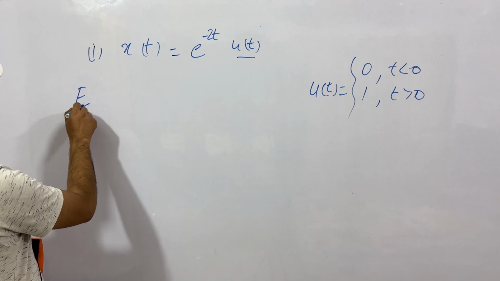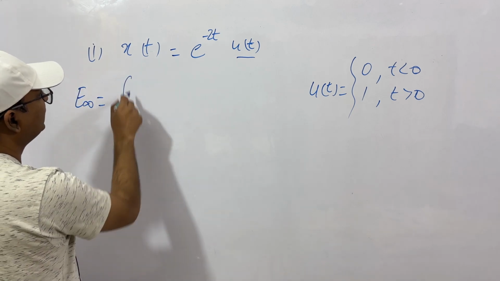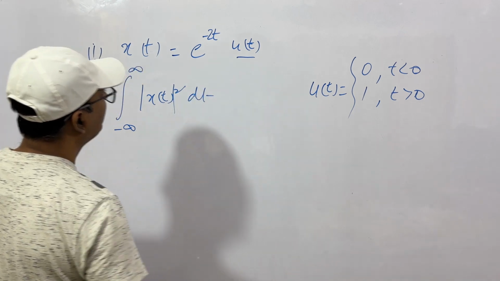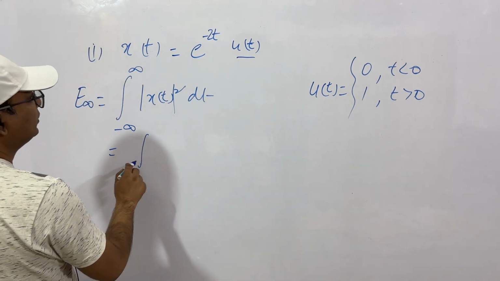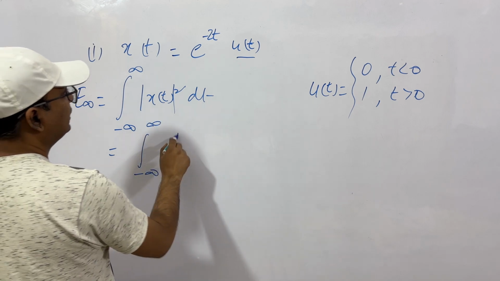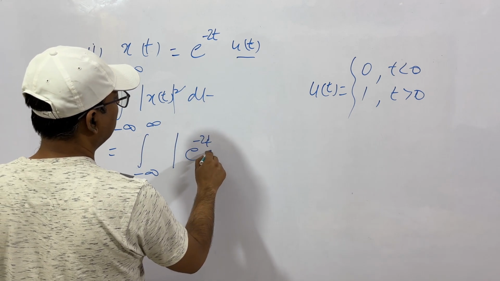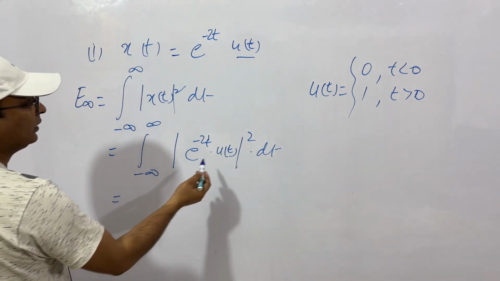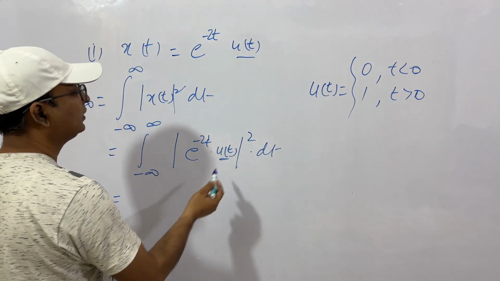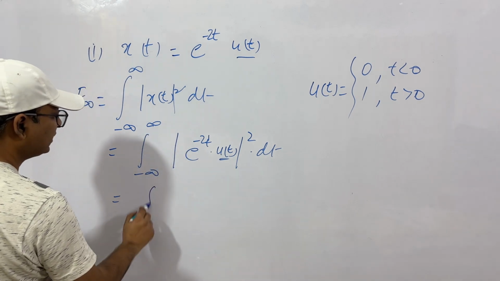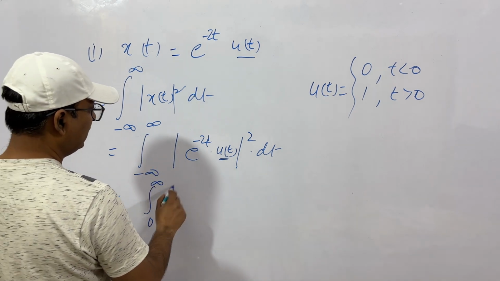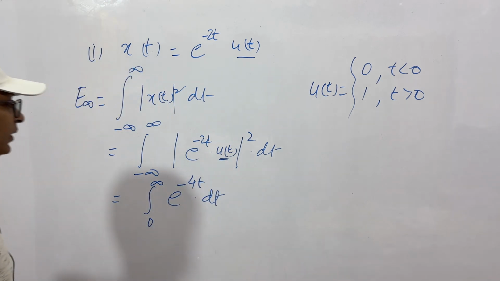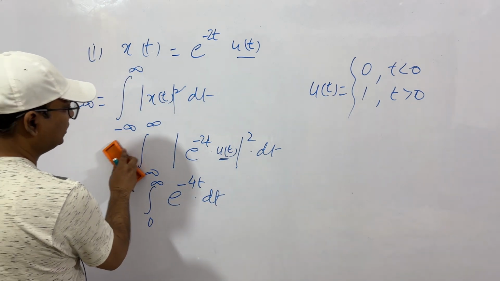Now, we know what is E infinity. E infinity is basically the integral from minus infinity to infinity of x(t) square dt. We can write it like this: minus infinity to infinity, e to the power minus 2t into u(t) square dt. Since below 0 the function will be 0, this integration will change to 0 to infinity. And this will be e to the power minus 2t square, that is e to the power minus 4t dt.